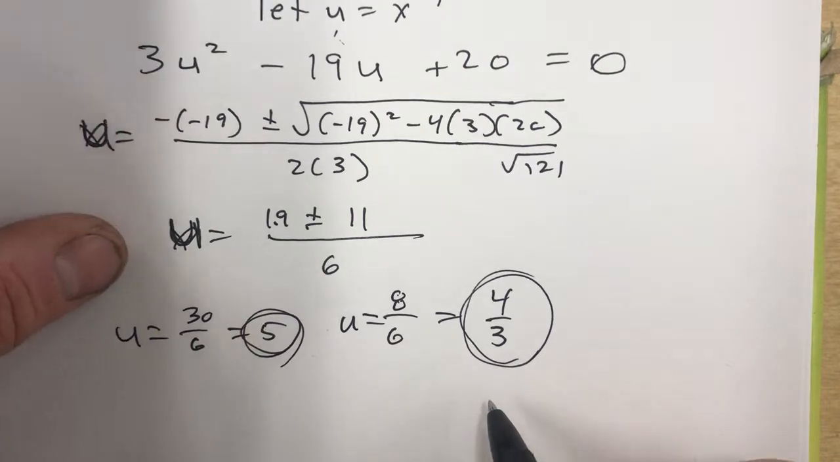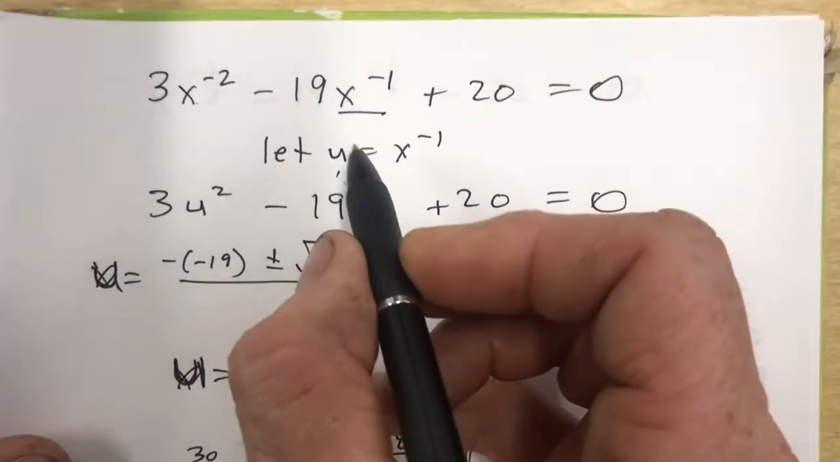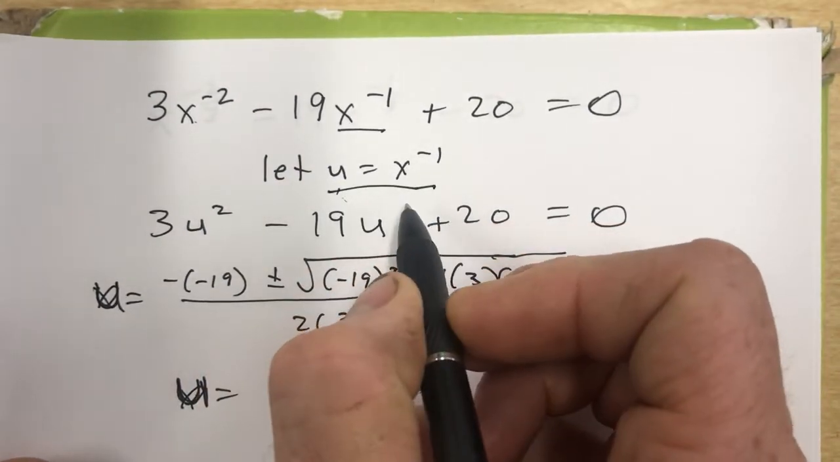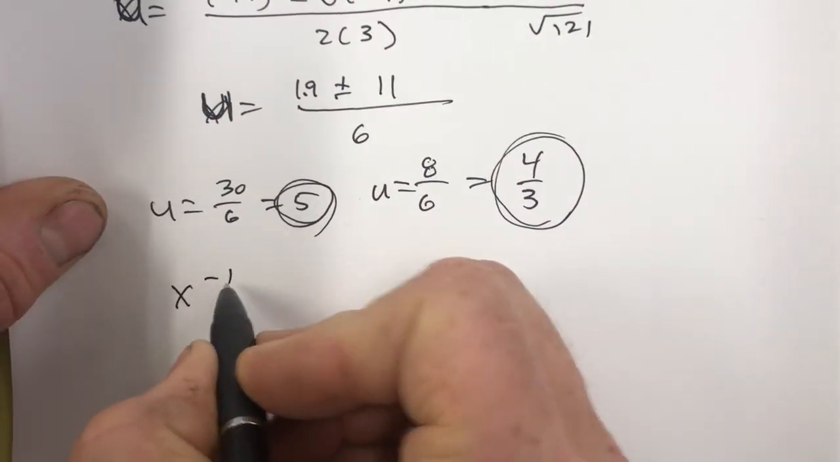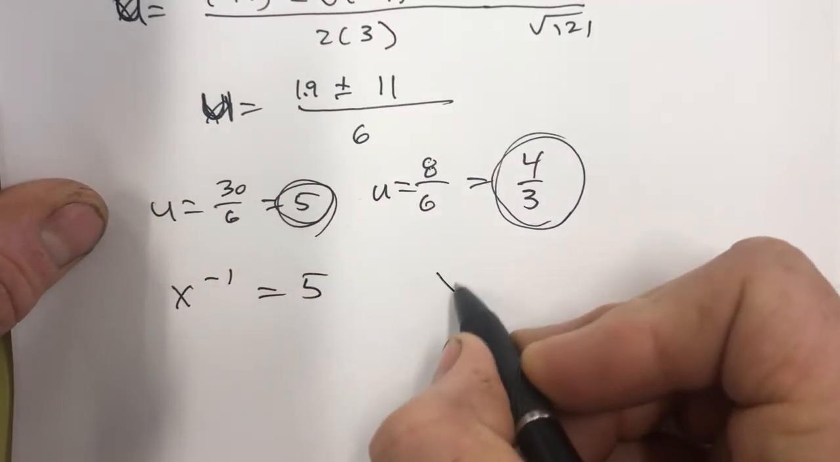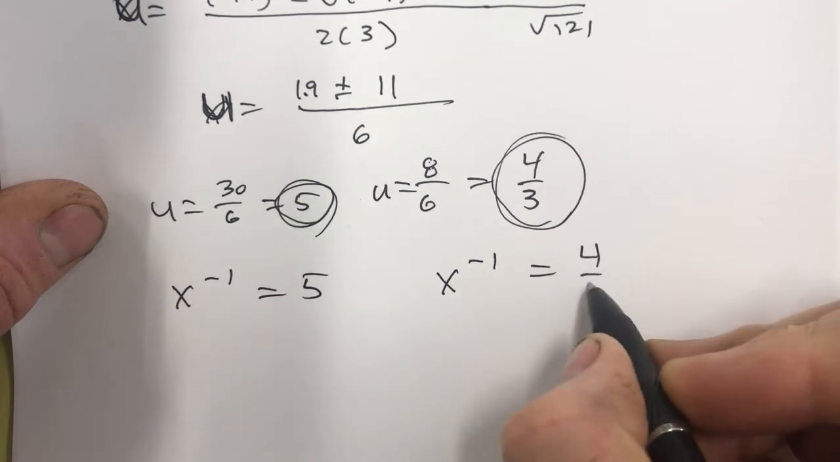Okay, well, I don't need u. I want x. So I go back up here. U is actually x to the negative 1. So it means x to the negative 1 equals 5. X to the negative 1 equals 4/3.